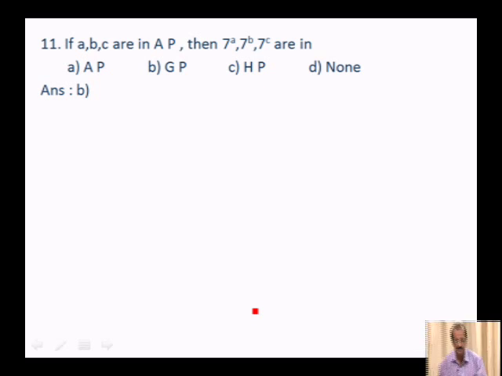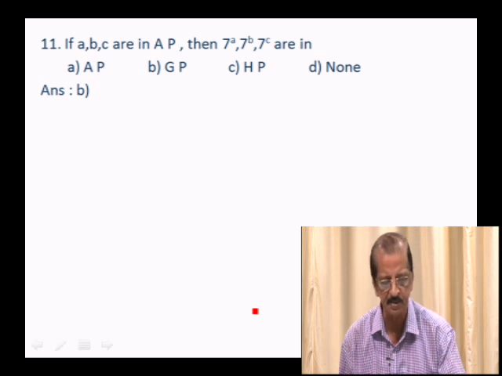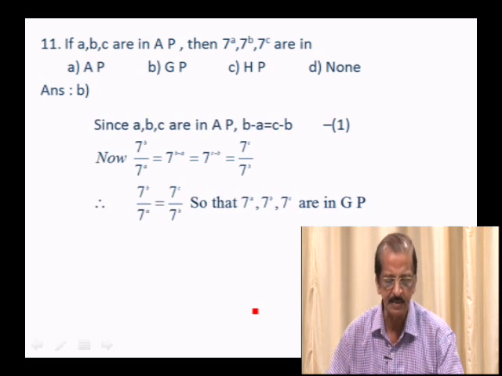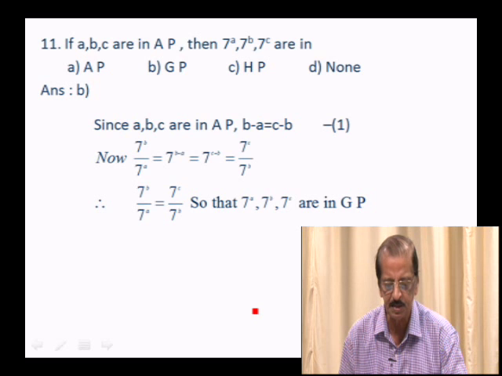If A, B, C are in AP, then 7 to the power of A, 7 to the power of B, 7 to the power of C are in AP, GP, HP, none of these. So it is very easy. You just calculate 7 to the power of B over 7 to the power of A. It is 7 to the power of B minus A.